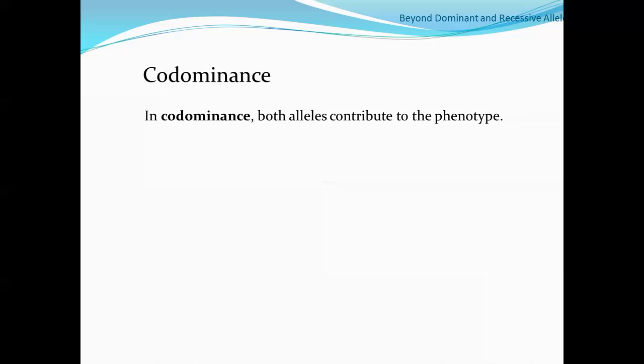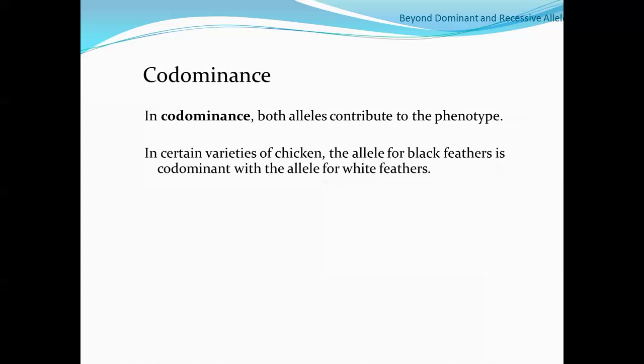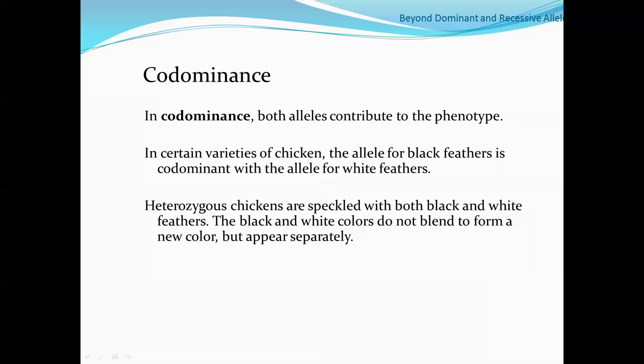And in codominance, both alleles are going to contribute to the phenotype. An example of that is that in certain varieties of chicken, the allele for black feathers is codominant with the allele for white feathers. What that means is that heterozygous chickens are speckled with both black and white feathers. The black and white colors do not blend like they did in incomplete dominance, but they appear separately. So in codominance, they are both going to appear. They don't mix black and white to form some crazy color. They just both show up, and our example is in some chickens.